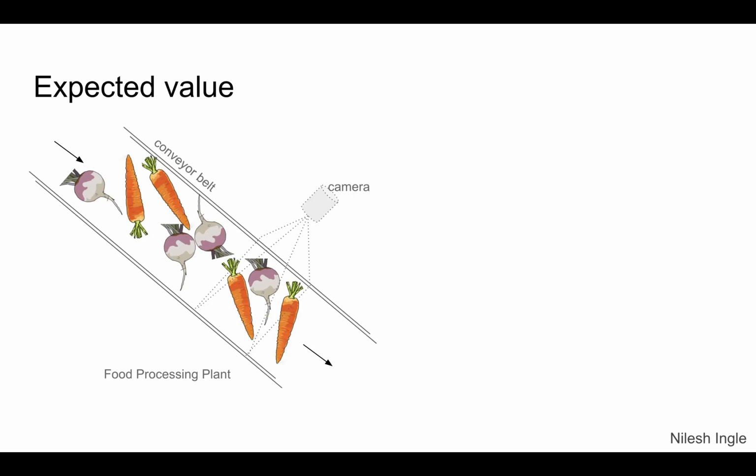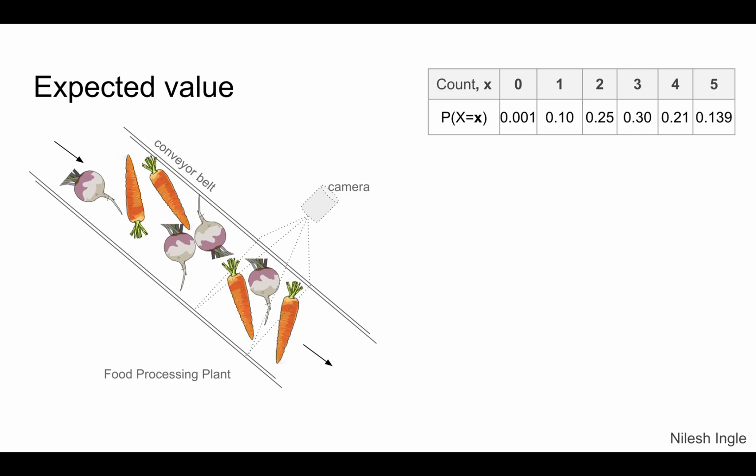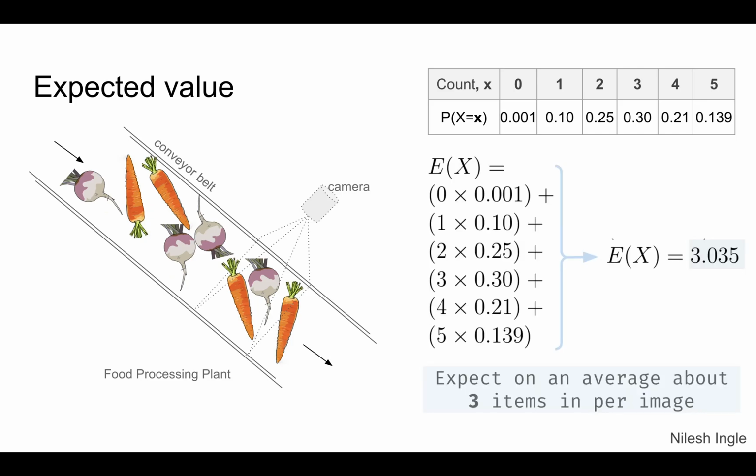Now let's look at a different topic: expected value. If you are familiar with this, you can skip this slide. Otherwise, hang on and we'll look at what expected value is. Again, back to the food processing plant. We have turnips and carrots coming down the conveyor belt. We are taking pictures and doing counts of how many carrots would be in the pictures, and using those we can calculate the estimated value of how many vegetables there would be in the image.